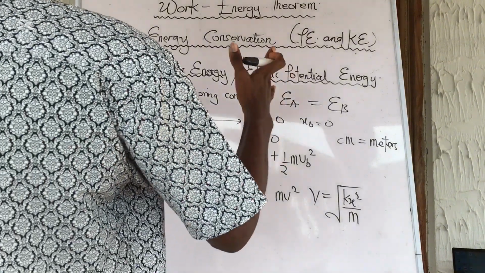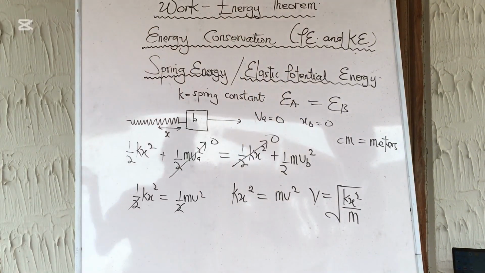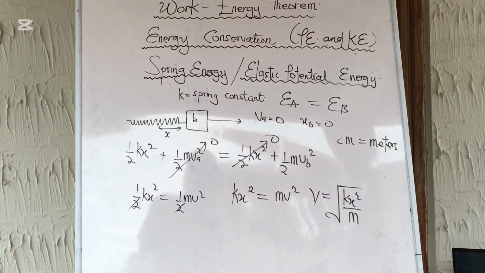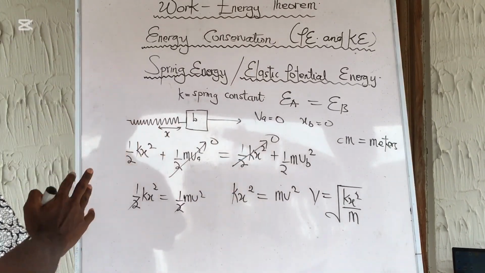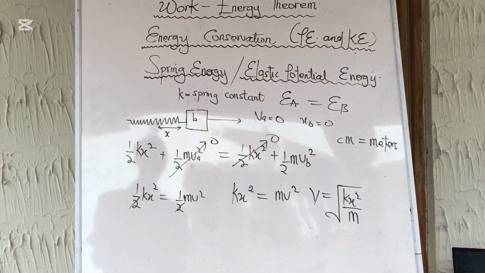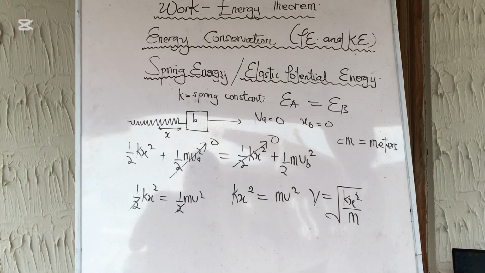You all know spring. Spring is something that you're meant to compress and you release it. If there's something attached to it, it is going to push the object. So also we are going to find this one, there is only what? Kinetic energy and spring energy. Now we are going to find a relation where we are having kinetic energy, spring energy, and also potential energy as well.